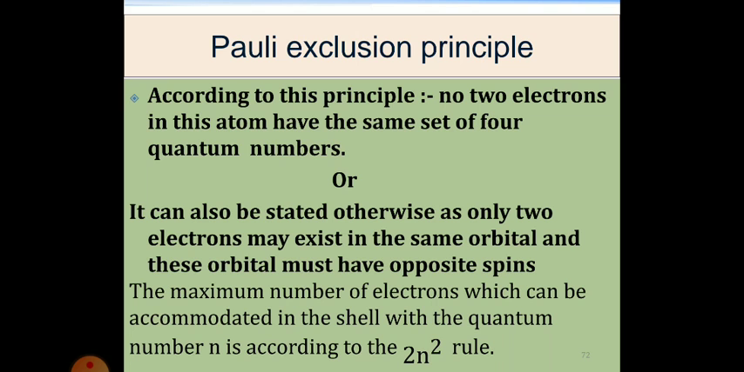It indicates that according to Pauli's exclusion principle, no two electrons in any particular atom have the same set of 4 quantum numbers. It can also be stated otherwise: only two electrons may exist in the same orbital and these electrons must have opposite spins. The maximum number of electrons which can be accommodated in the shell with the quantum number n is given by the 2n squared rule.